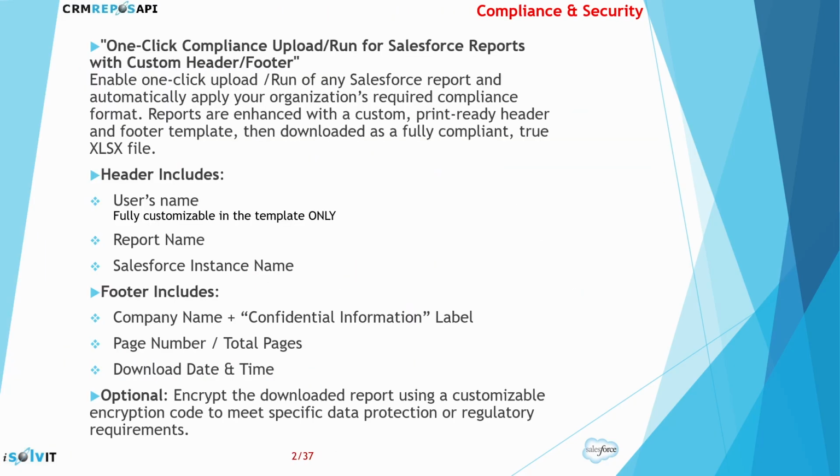Header and Footer Overview. This section outlines how each part of the header and footer is automatically generated and where every piece of information originates. The header left: the user full name, retrieved from Salesforce user information. The header middle: the report name, taken directly from the Salesforce report. The header right: the Salesforce org instance name, automatically detected from the connected org.